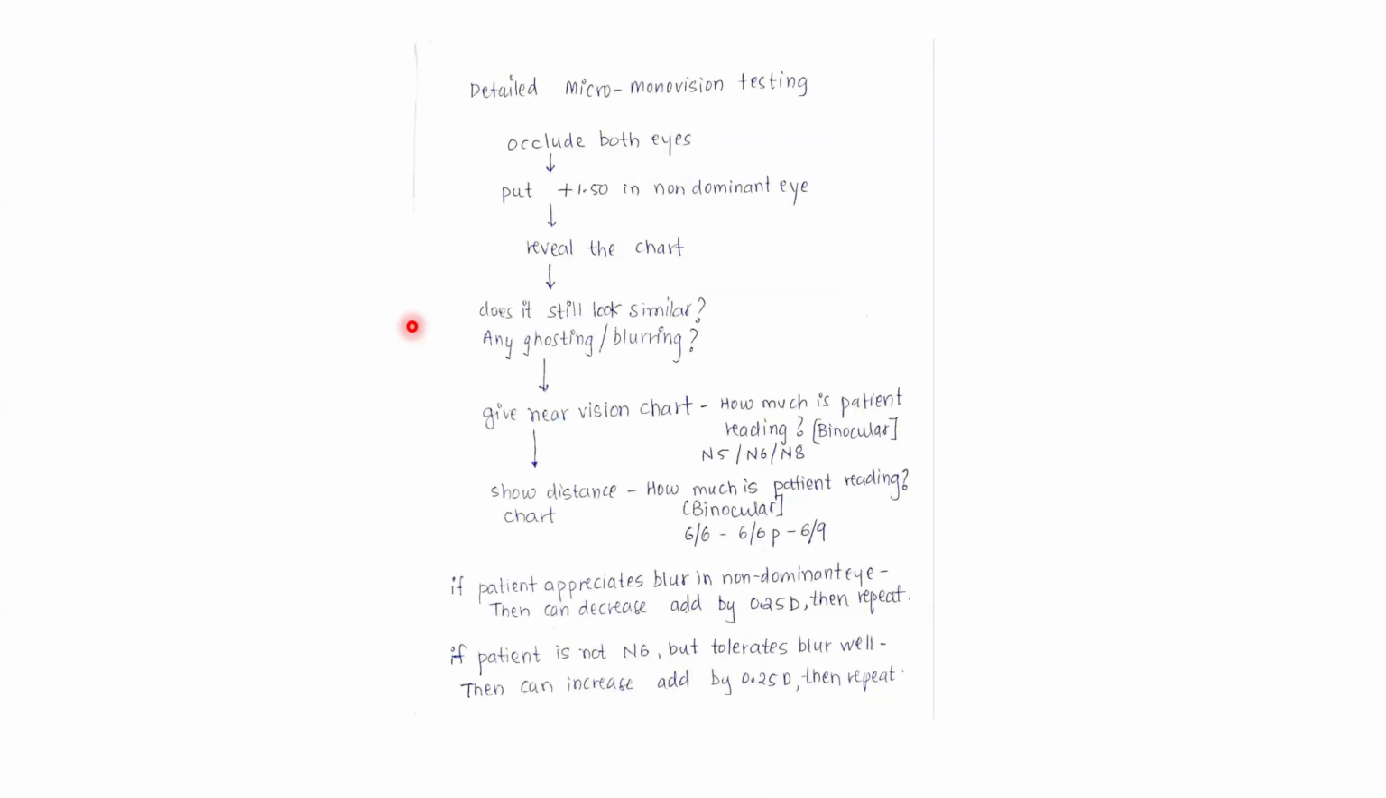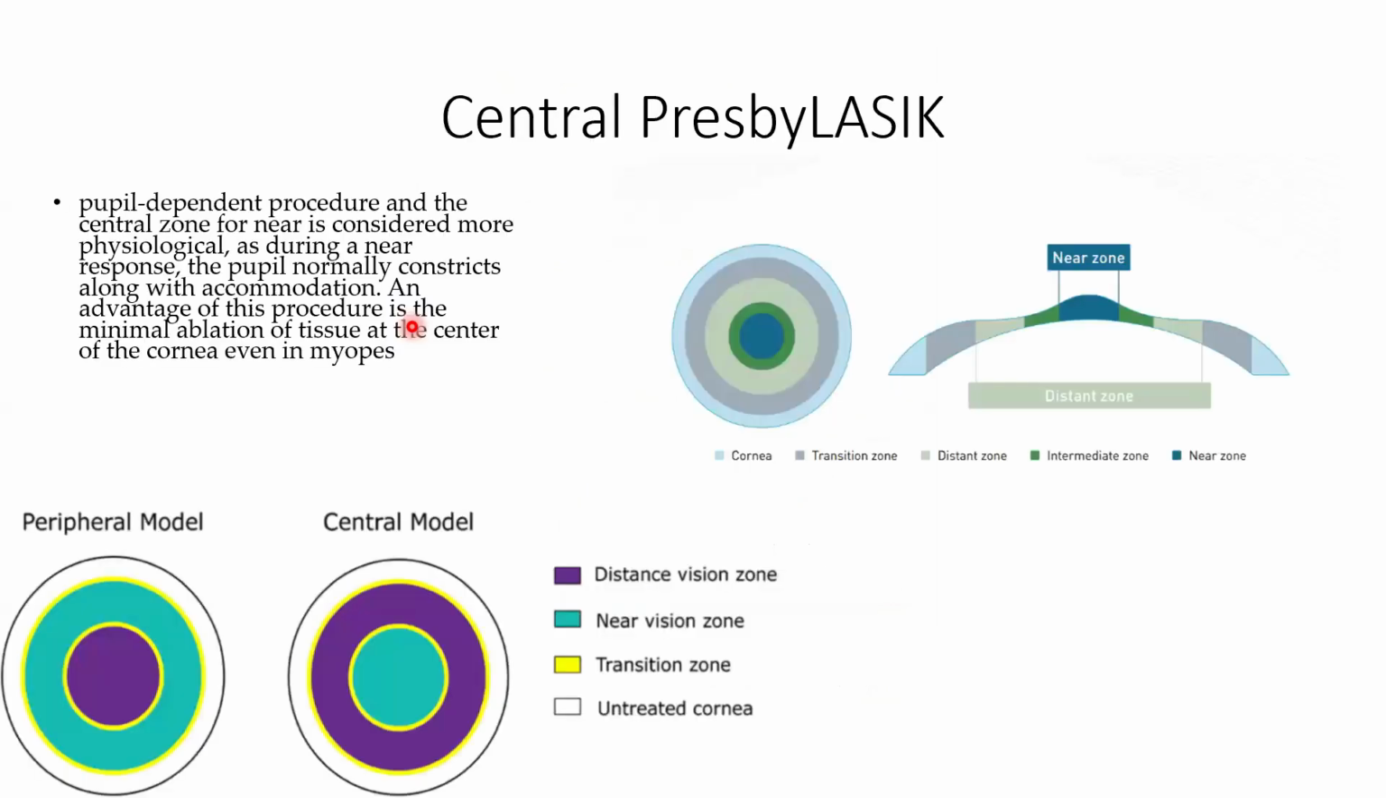So till now we have discussed what all to see, what expectations the patient has, how to evaluate the dominance and how to evaluate the micromonovision tolerance of the patient. Having understood the preoperative evaluation, let us come to the kind of surgeries we can offer to the patient. The first surgery being central presbyLASIK.